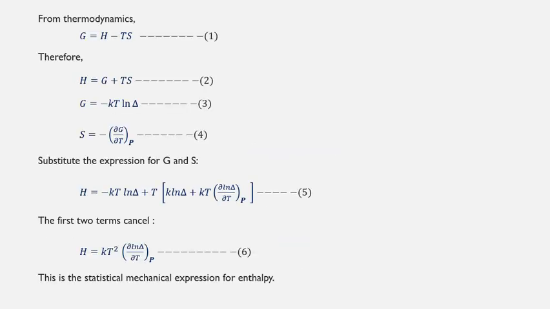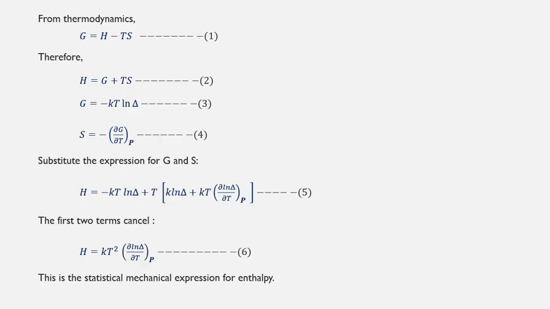Here comes the derivation part. From thermodynamics, we know G equal to H minus TS. Therefore, H equal to G plus TS. Then G equal to minus kT log Δ, and S equal to minus ∂G/∂T at constant pressure P. Substituting the expression for G and S, we get H equal to minus kT log Δ plus kT log Δ plus kT ∂/∂T of log Δ at constant pressure P.